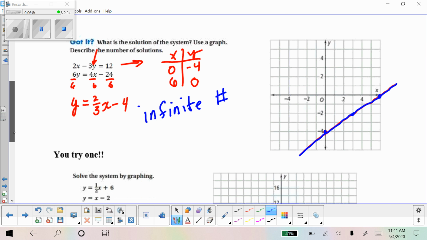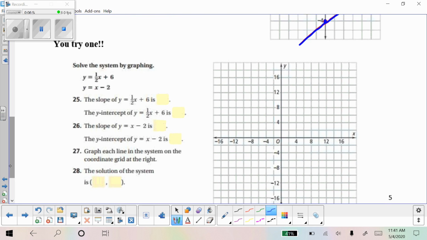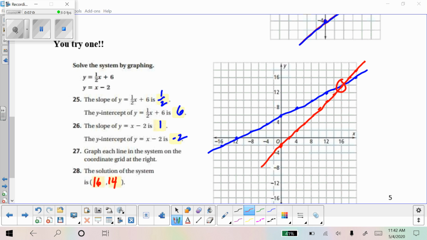All right, so now it's time for you to try one. See what the solution is, or if it's an infinite number of solutions or no solutions by graphing. So I hope you figured that one out.